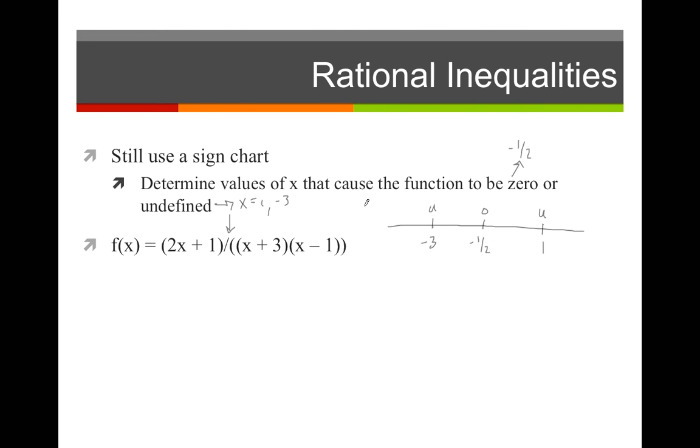And the same as that first problem we did, I need to find some values that are in each of these intervals. So here I'm going to choose negative 4. Here I'm going to choose negative 1. Here I'm going to choose 0. And here I'm going to choose 2. So if I plugged in a negative 4, this would be negative 8 plus 1. So that's a negative in the numerator over negative 4 plus 3, which is still negative. And if I subtract, that's negative. And negative divided by negative times negative is going to be negative.